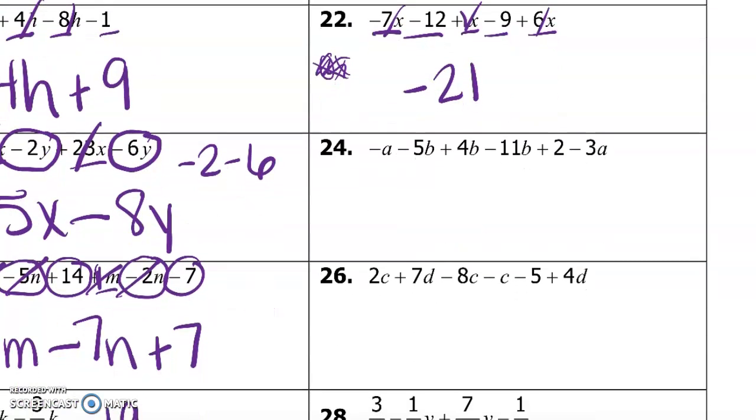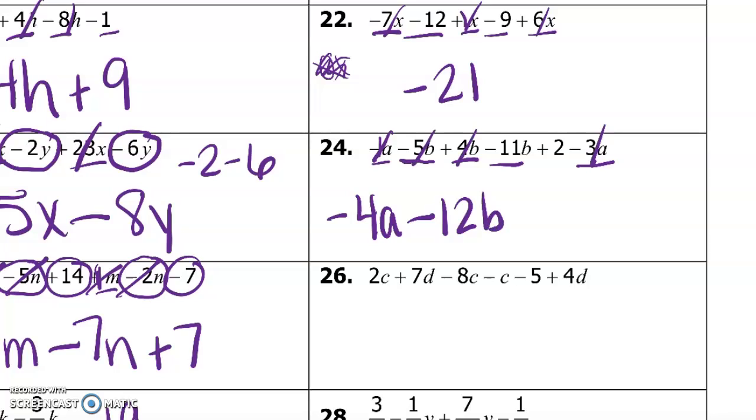24, negative 1a minus 3a. Negative 1 minus 3 gives us negative 4a. Negative 5 plus 4 minus 11. Negative 5 plus 4 minus 11 gives us negative 12. So you're going to write minus 12b. And then bring down the plus 2.